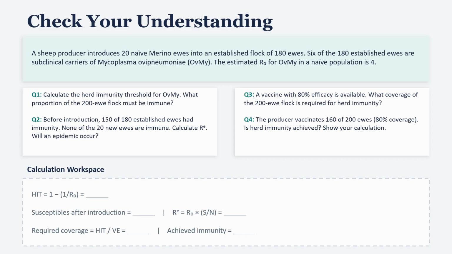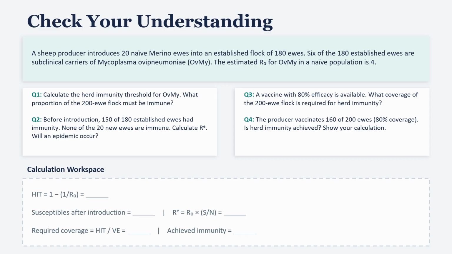Question 2. RE after introduction. First, calculate the number of susceptibles immediately after the introduction. Established ewes, 180 total, 150 immune, so 30 are susceptible. 180 minus 150 equals 30. New ewes, 20, all naive, so 20 susceptible. Total susceptibles equals 30 plus 20 equals 50 susceptible animals out of 200 total. Susceptible fraction S divided by N equals 50 divided by 200 equals 0.25.